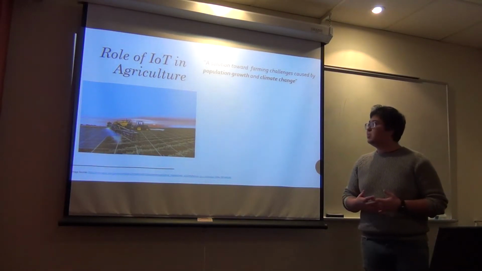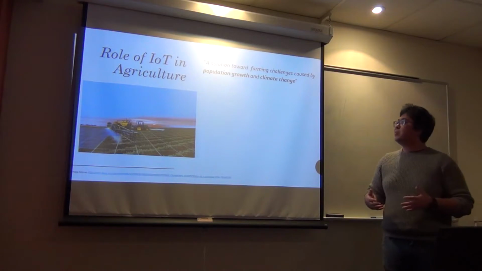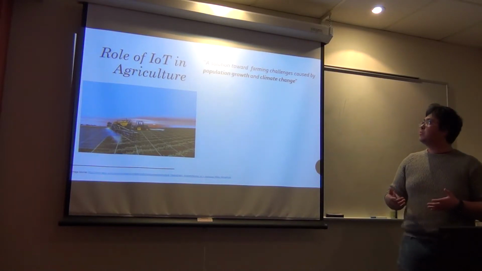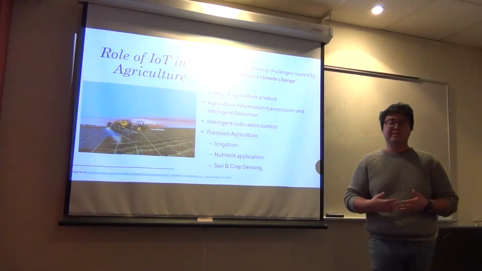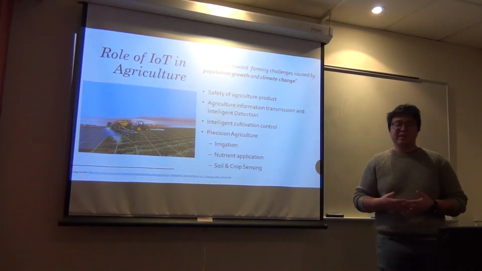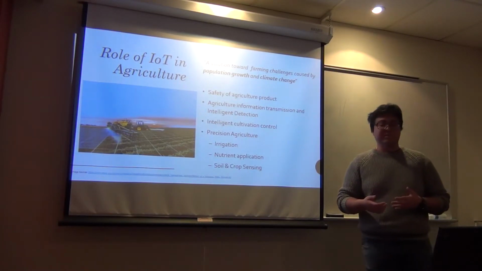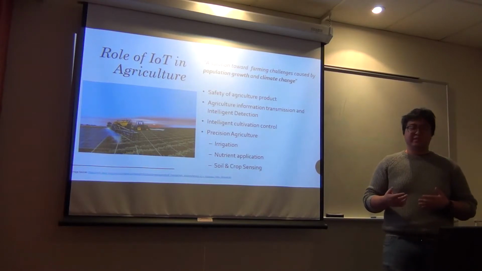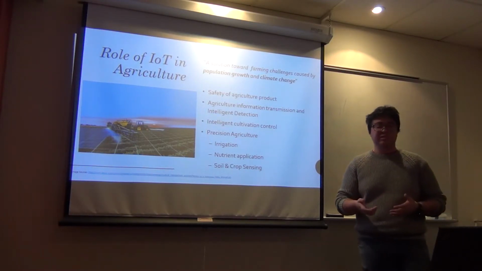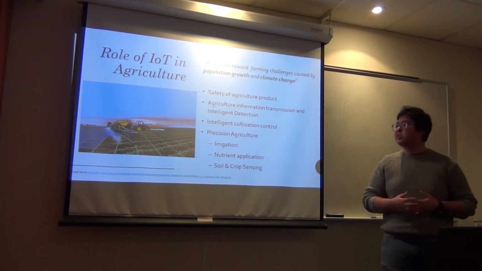Now I'm going to talk about the role of IoT in agriculture. Some people think of it as a solution toward farming challenges caused by population growth and climate change. It's often used in safety of agricultural products, agriculture information transmission and intelligent detection, intelligent cultivation control, and also precision agriculture, so nutrient application and soil and crop sensing.